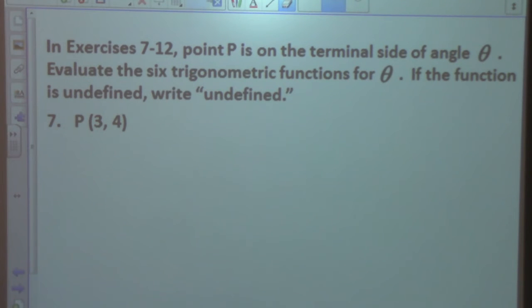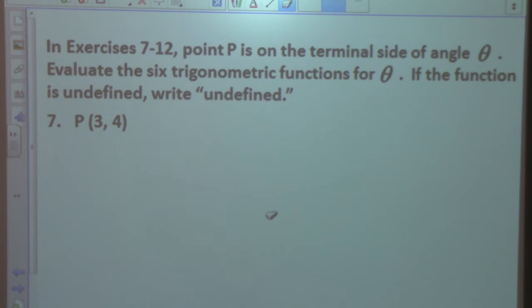Okay, now this one here, in 7 through 12, you essentially are being given the same thing as 3 through 6, but without a picture. So I don't know what you did for this. Do you need me to work one of these out, or should I just call on somebody? You can call someone. Okay, I'll do that.